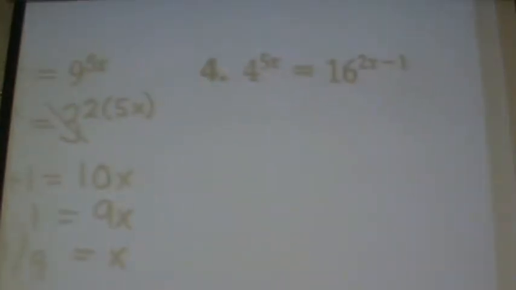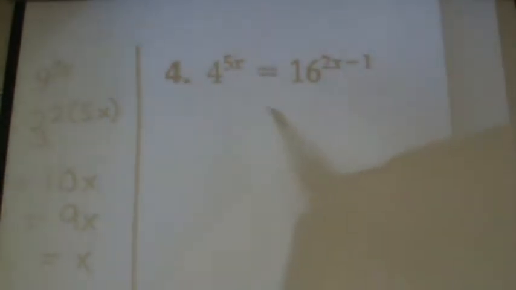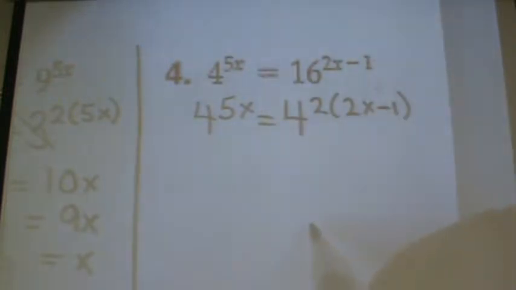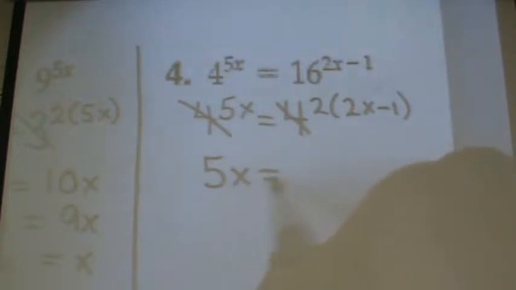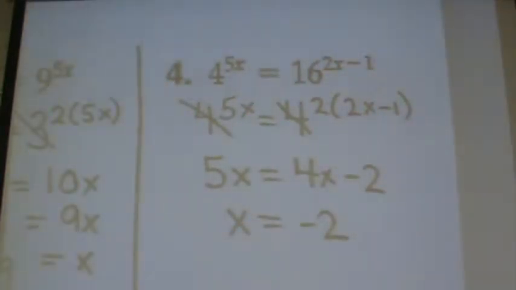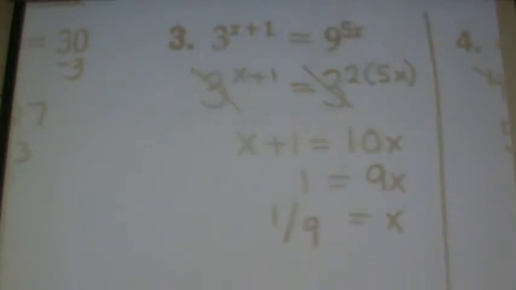Number 4. What's your common base? 4. 4 to 4x. Okay, so what do you have here? 5x equals 4x minus 2. Mm-hmm. X equals negative 2.